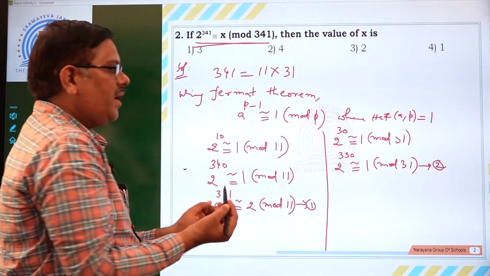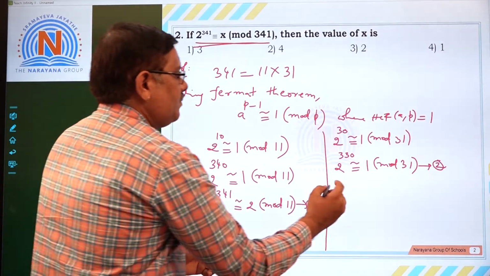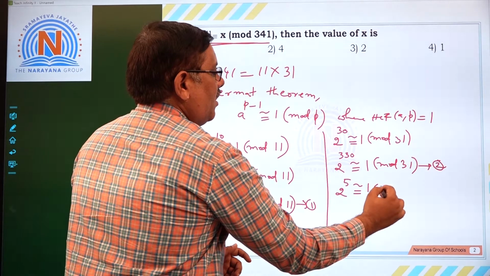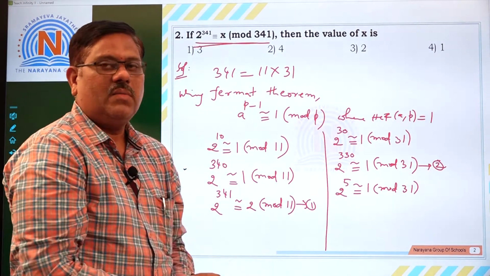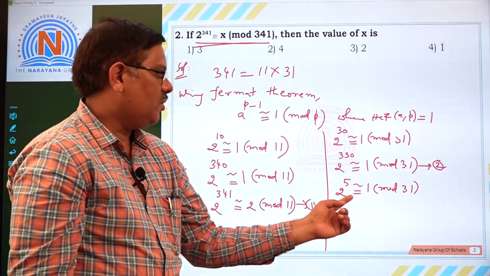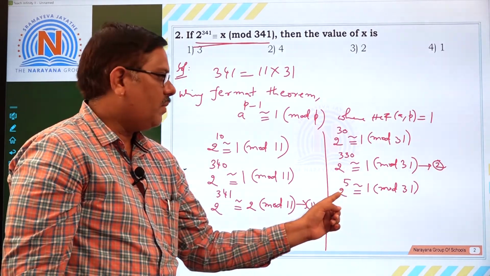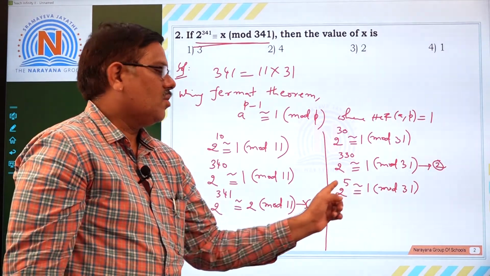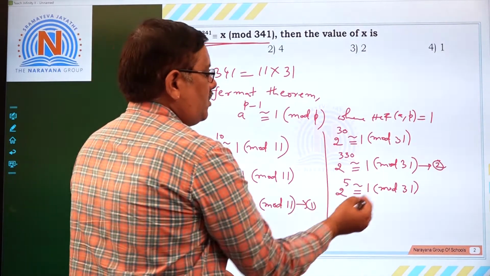Now let me try to bring 2 to the power of 11 into the picture. How to do that? We have 2 to the power of 5 is congruent to 1 modulo 31. How can you say that? It's not the Fermat theorem, but here it is purely based on the very definition of congruency modulo. Here 2 power 5 is 32. 32 minus 1 is 31, and 31 is divisible by 31. So this obeys the congruency modulo property. So we can say 2 power 5 is congruent to 1 modulo 31.